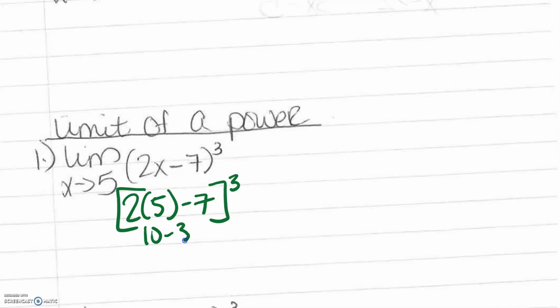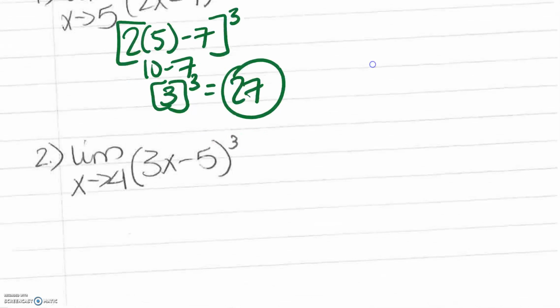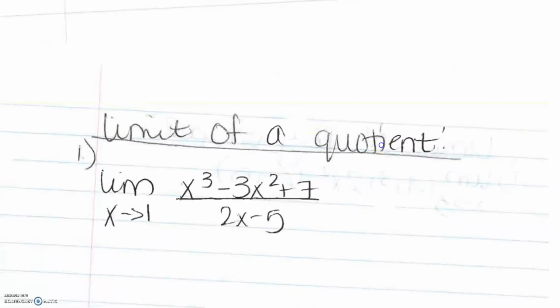Limit of a power, again, take this, substitute it in. So 2 5's minus 7. Be careful because this entire thing is in parentheses, and then cubed. 2 5's are 10. 10 minus 7 is 3. 3 cubed is 3 times 3 times 3, which is 27. Same thing for this one.